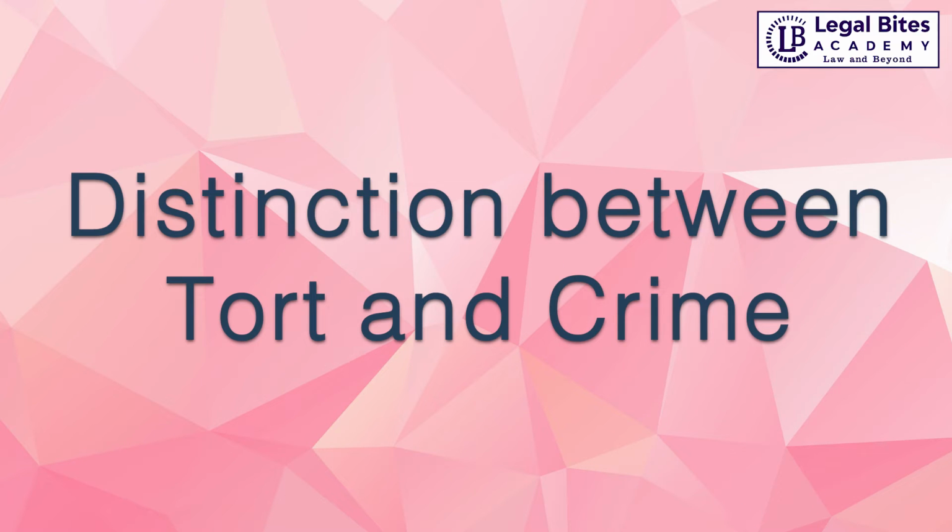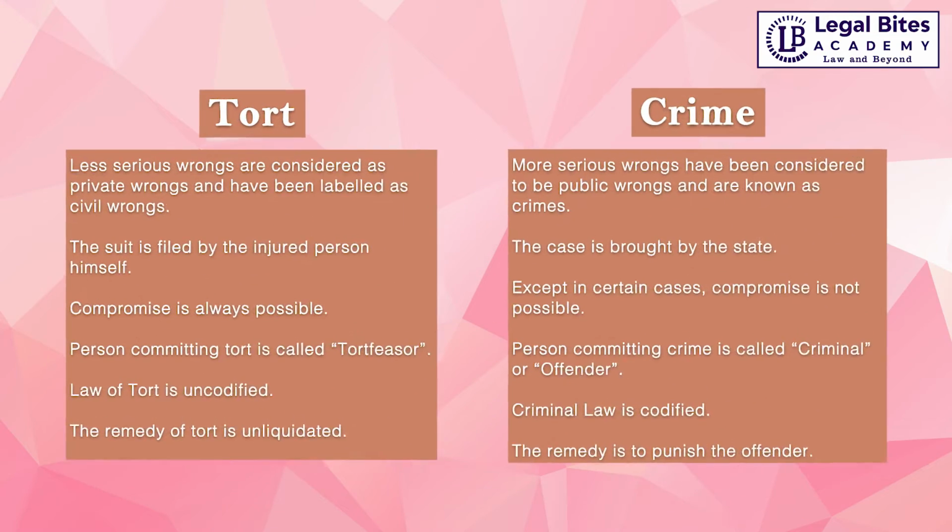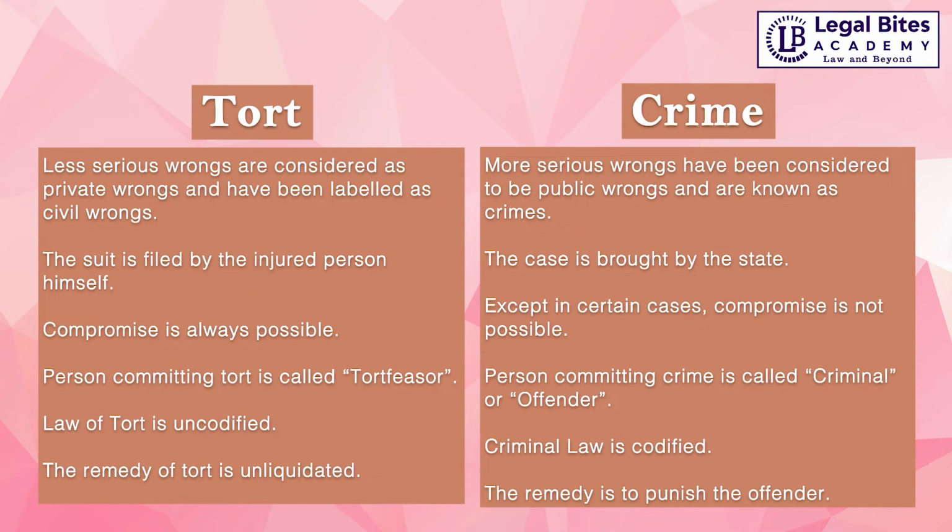Now, coming to the difference between tort and crime. Our very first difference is that the seriousness of tort is less as compared to that of crime. Our second difference is a tort affects the private right of a person, whereas crime affects the whole society. Our next difference is in tort, compensation is recovered from the wrongdoer, whereas in crime, the person committing the crime will be punished. Our next difference is in tort, the action is brought by the injured party, whereas in crime, the proceedings are conducted by the state.